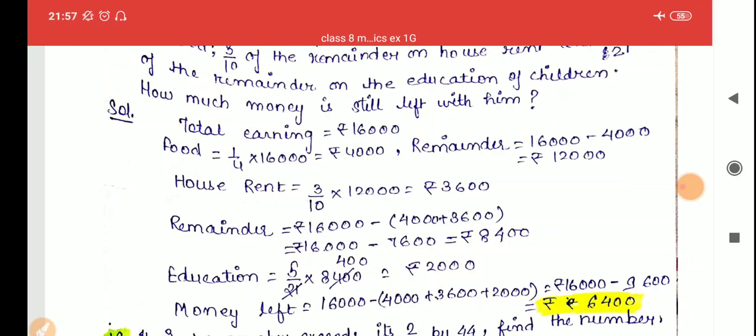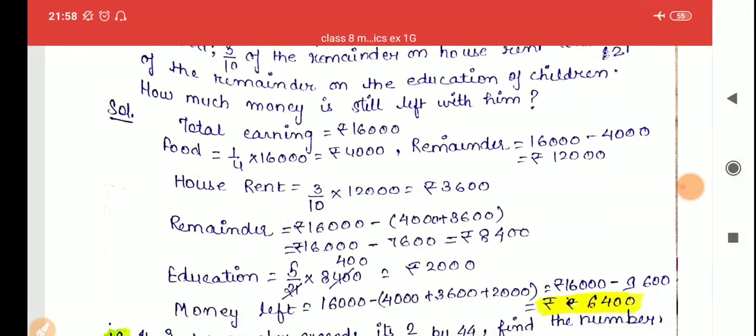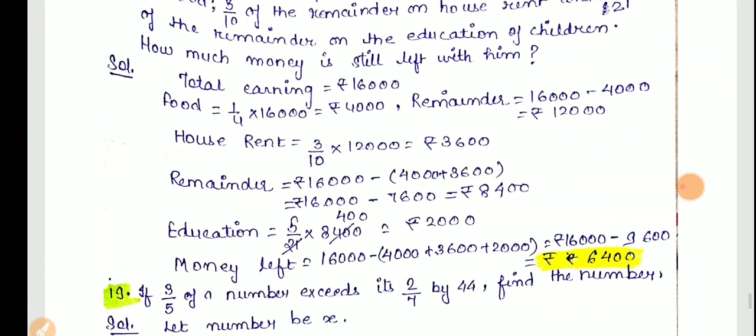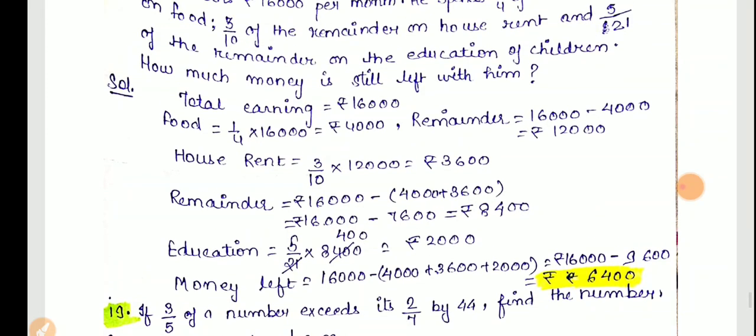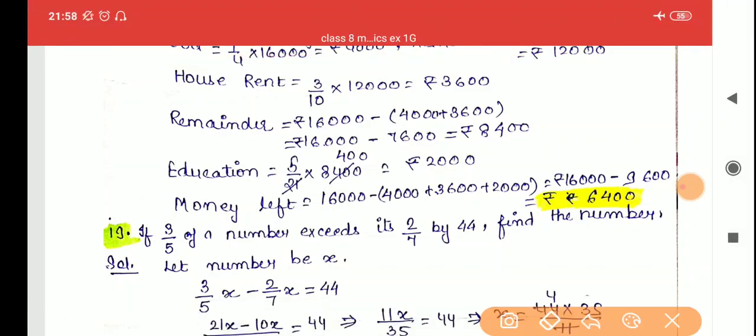In between I am bringing English, but no worries. It is education also and education also. So if I use education, then don't think that ma'am said wrong English. Okay, so don't think there. So proceeding, education is equals to 5/21 multiply by 8400. Why 8400? Because here they are saying 5/21 of the remainder we have calculated, 8400. So 5/21 of 8400 will be 2000 rupees. Okay, now they are asking what is the money left with him.